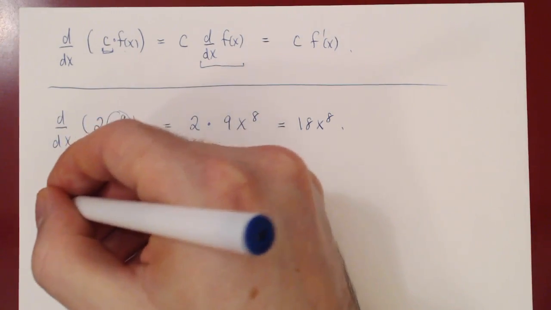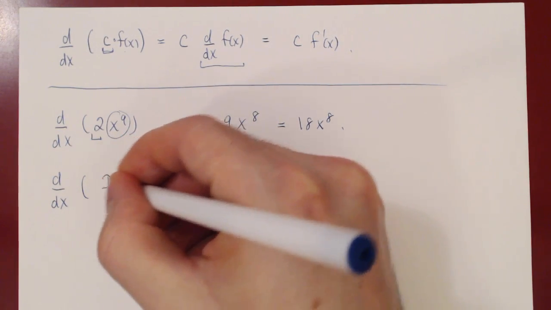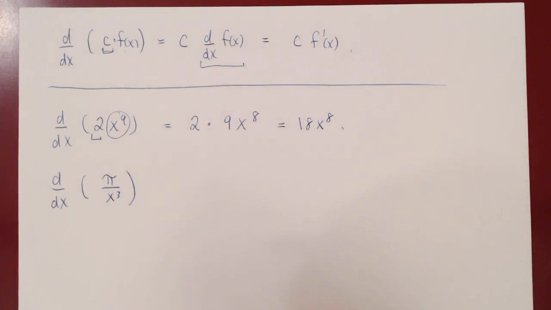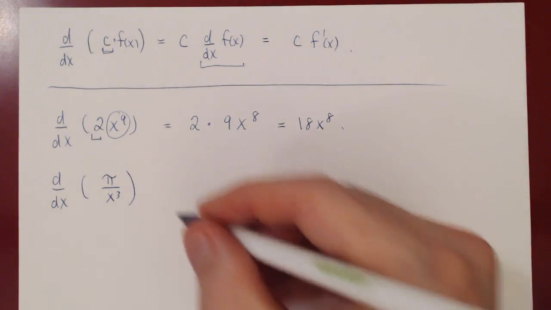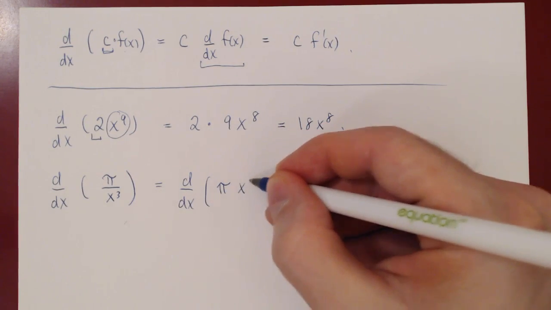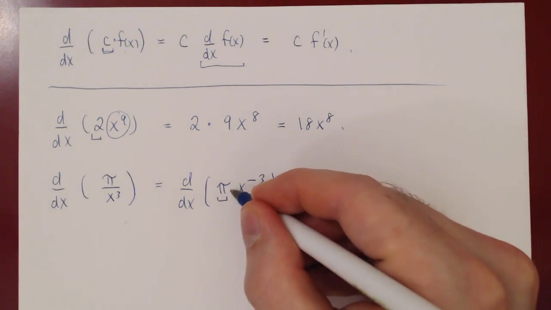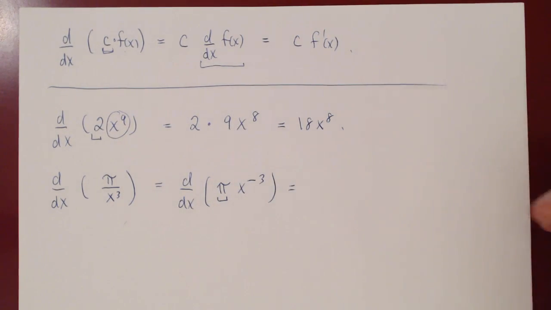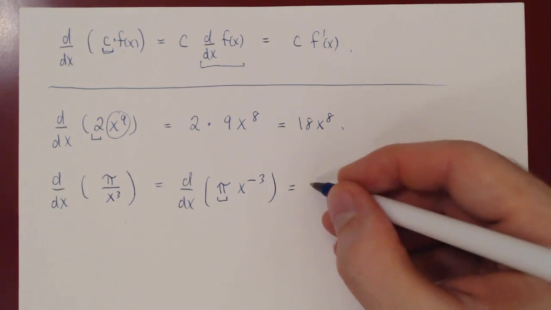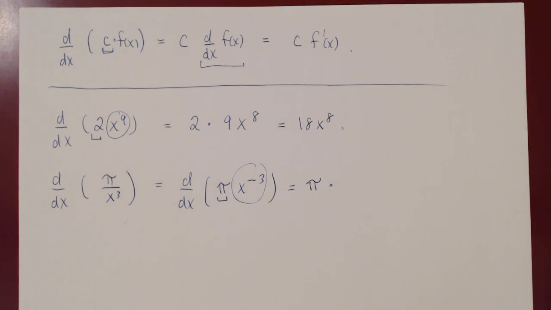If we have, say, the derivative with respect to x of pi over x cubed, well, here we have to manipulate, right? We have to use the power rule, so bring the x up, and this becomes the derivative of pi x to the negative 3. And now we're good to go. Pi is a constant multiple, right? It's about 3.14159 times x to the negative 3, so pi stays there, times the derivative of x to the negative 3. Once again, we have x to a fixed power, we can use the power rule.